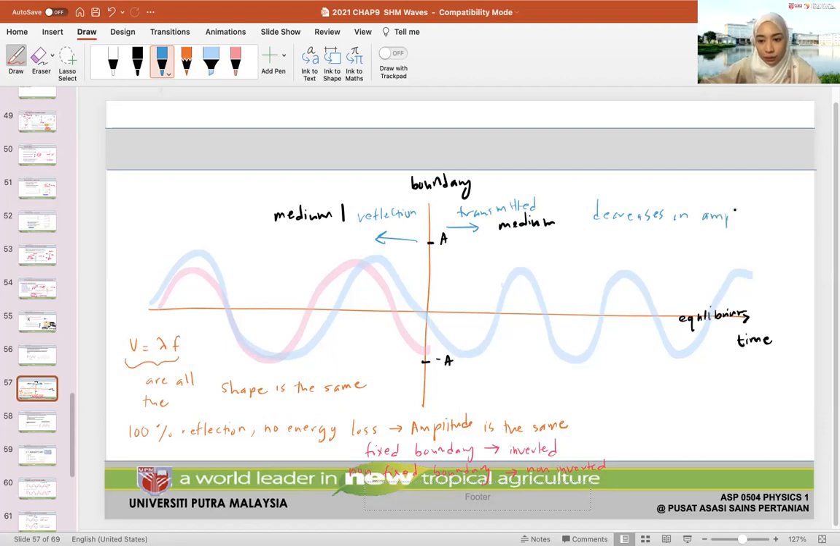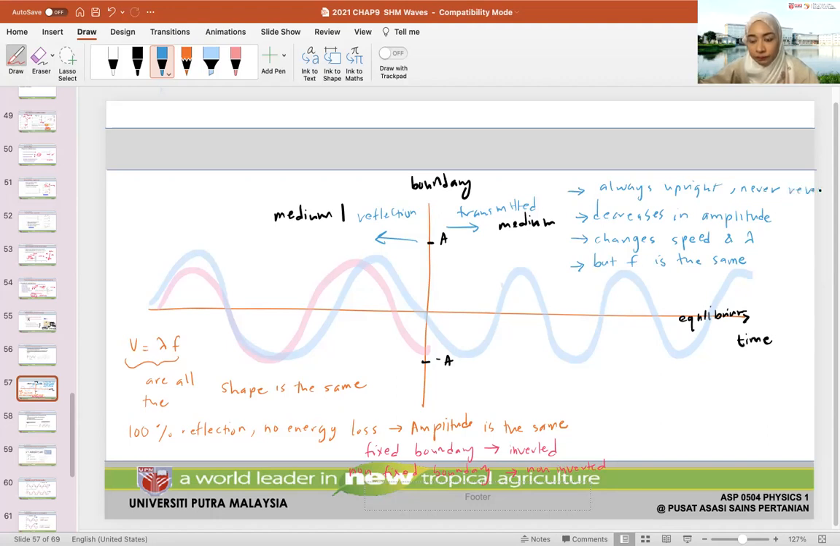Okay, amplitude. And what else? It changes speed. Changes speed and wavelength. But the frequency is the same. But F is the same. What else? It is always upright. Always upright. Maksudnya it is not inverted. Sama je. Masih menegak, not inverted. Never reversed. If it is traveling to the right, it is traveling to the right. If the incident pulse is traveling to the left, it will follow that traveling to the left, the motion.